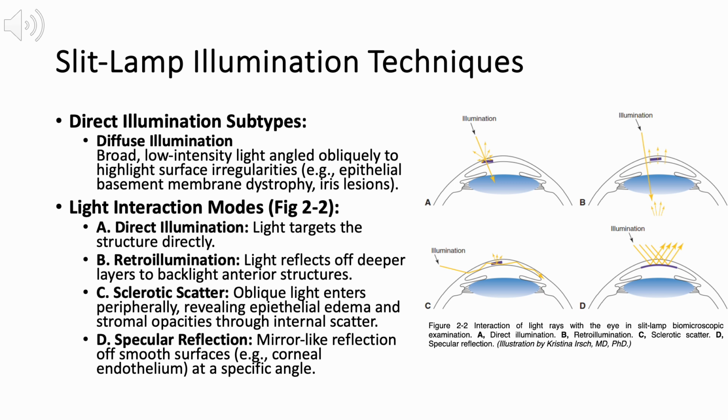Sclerotic scatter, in which oblique peripheral light enters the cornea and internally scatters to highlight stromal opacities. Specular reflection, a mirror-like technique used to assess smooth surfaces such as the corneal endothelium, achieved by setting the slit lamp and oculars at specific angles. Each technique offers unique advantages and is chosen based on the structure and pathology under examination.